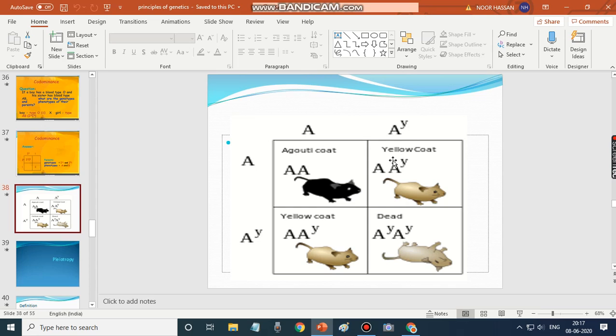But this is in heterozygous condition. For example, agouti coat refers to brown coat. So A refers to mice with brown coat, and Y refers to yellow coat. This is heterozygous condition, but the coat is yellow. But in homozygous condition, YY mice do not survive. Such genes are called lethal genes. So this is about what lethal genes are. Please go through what is in your book also.